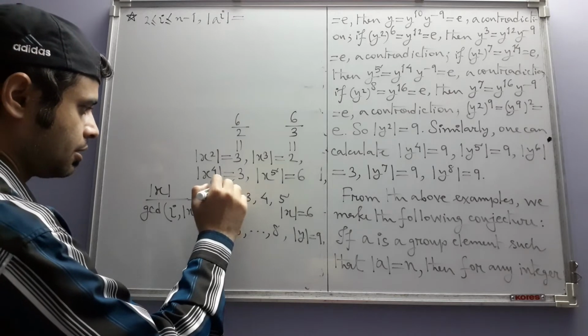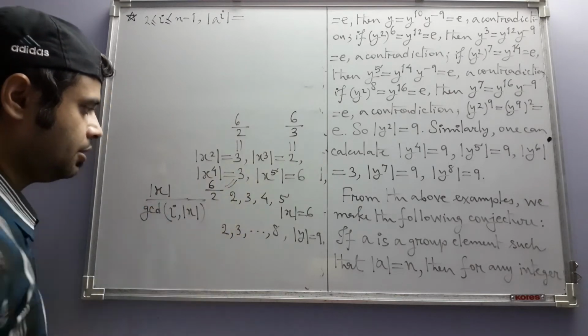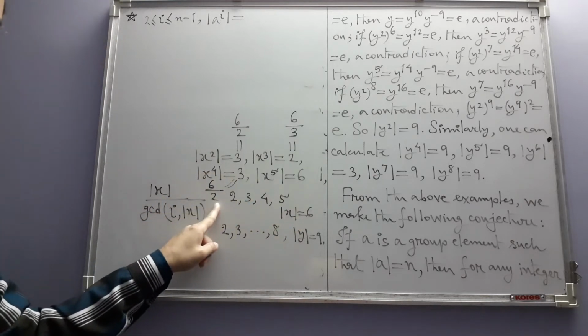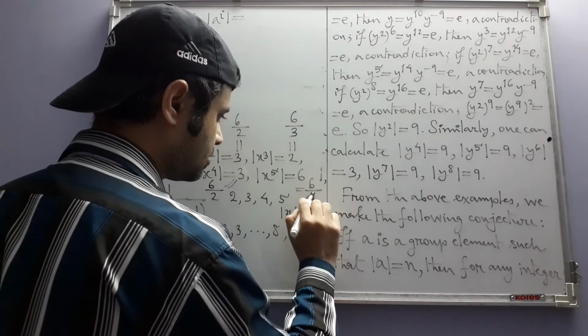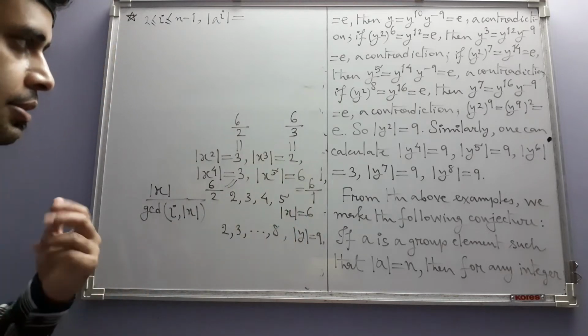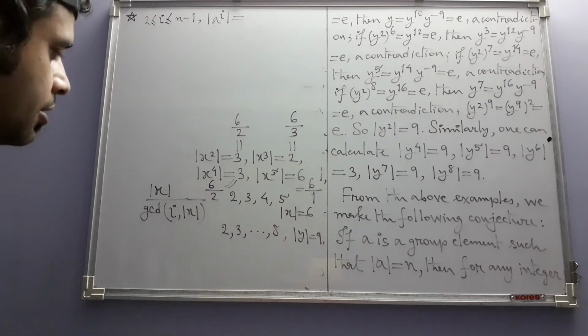What about this one? 6 divided by 2. The GCD of 4 and 6 is 2. This one is 6 divided by 1. The GCD of 5 and 6 is 1. Is this also the case for the powers of y and their order?